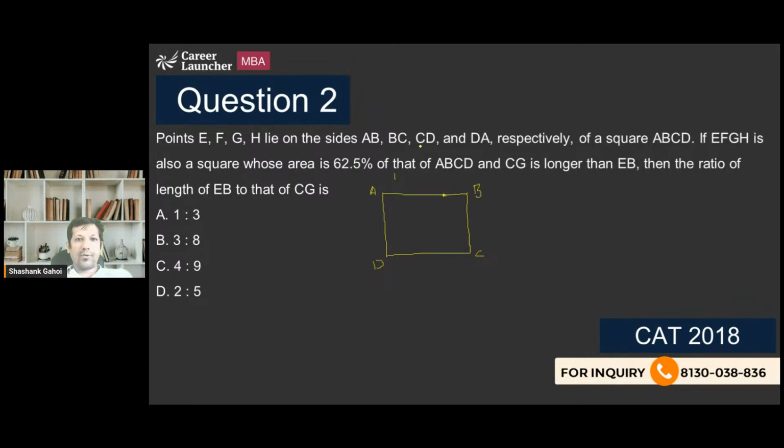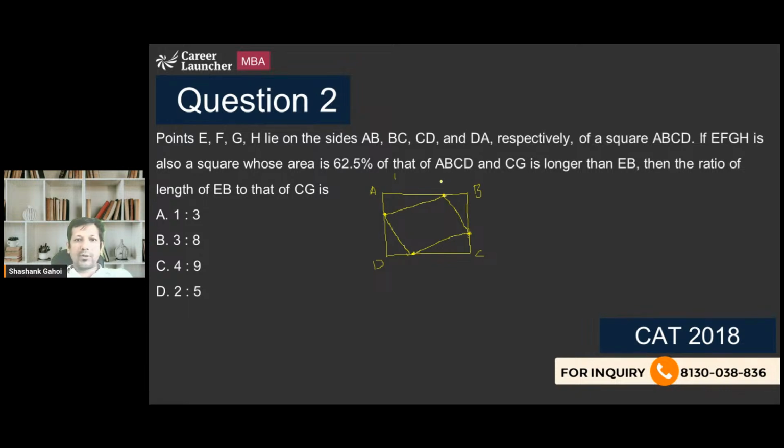G is lying on what? CD. Okay. So that is here. Next point is here. Next point is here. So I am going to get a square like this. This is a square. Okay.